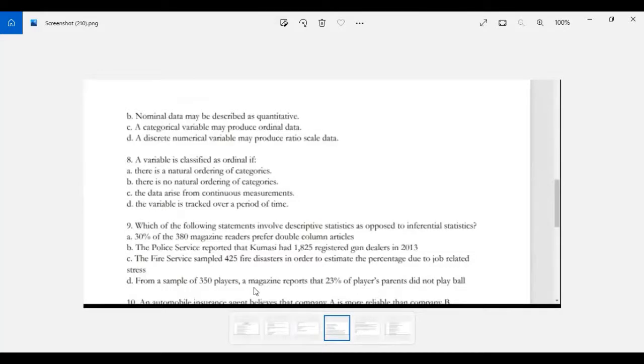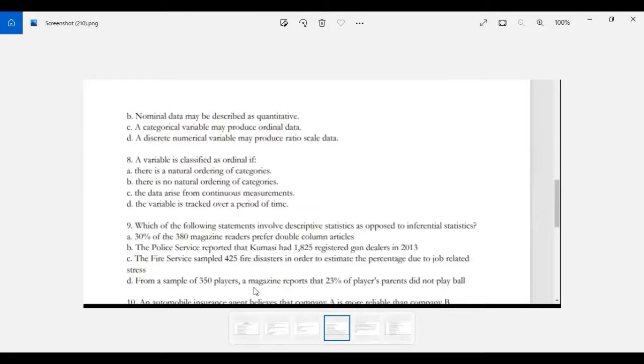Okay, B. Nominal data may be described as quantitative. Is that one false? Good. So that's the answer. The moment you meet the false, that becomes the answer. But A, nominal, categorical, yes. So B is the answer, because we are looking for only one answer. You get it? So the rest are basically true.